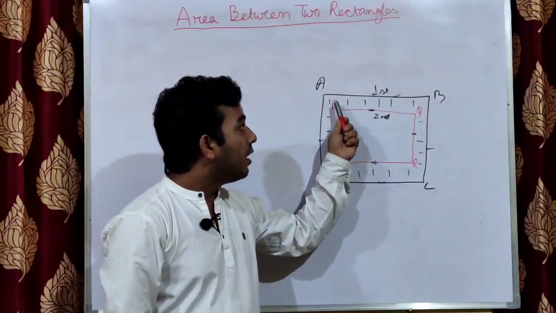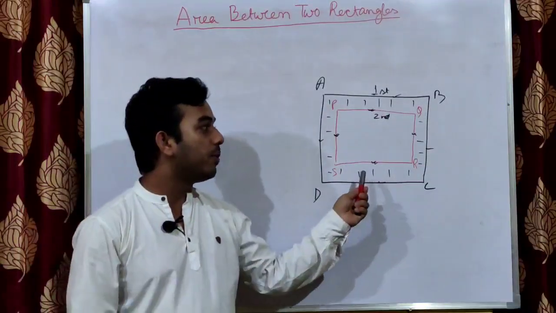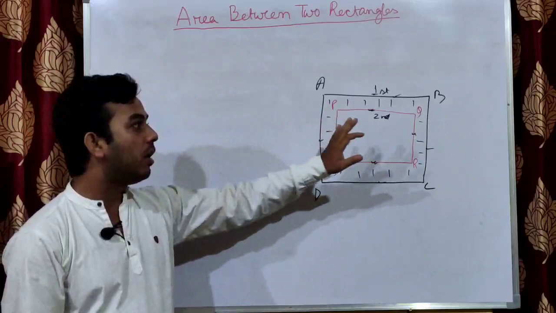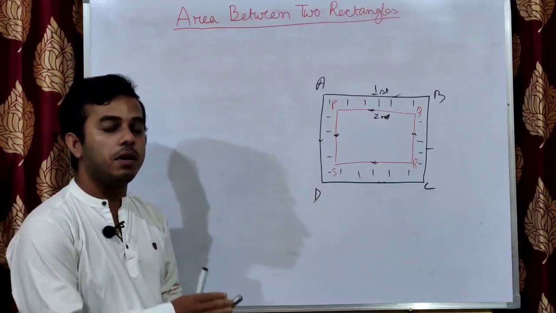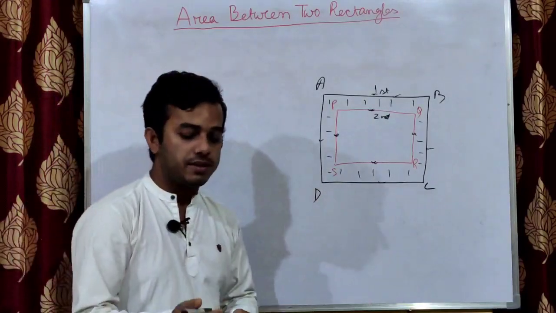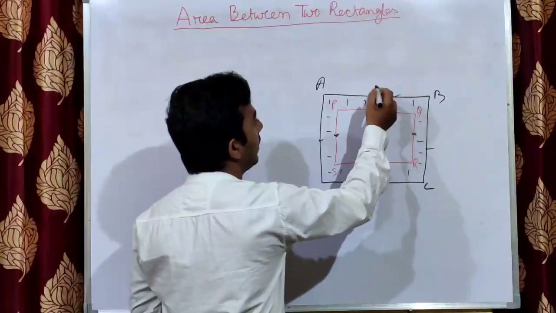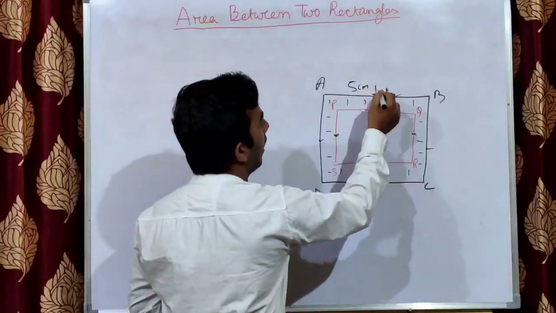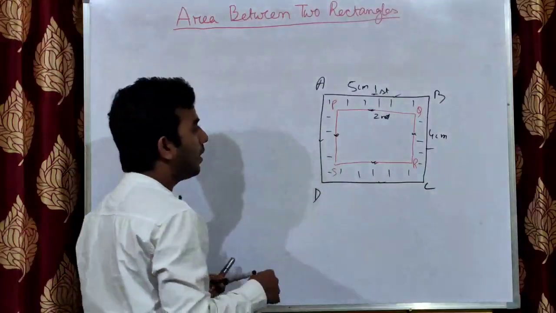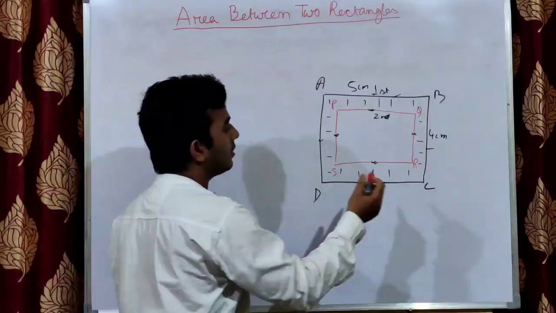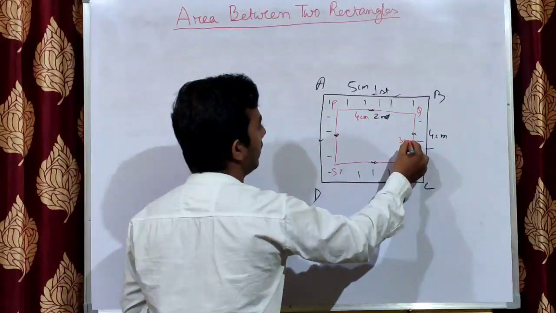That means we have to find these parts, the dotted parts. So how will you find the area of these dotted parts? First of all, we have to find the area of both rectangles, then we subtract the area of the smaller rectangle from the area of the larger rectangle. For our example, let us consider the length of rectangle ABCD as 5 centimeter and breadth 4 centimeter, and the length of rectangle PQRS as 4 centimeter and breadth 3 centimeter.